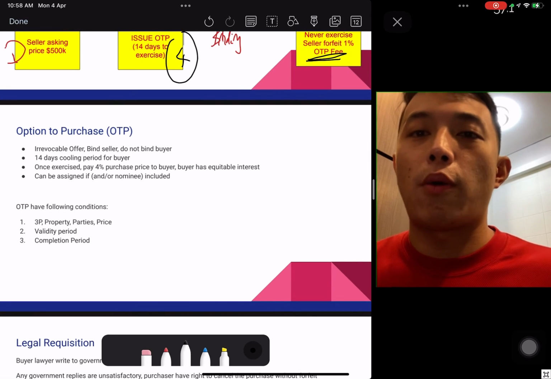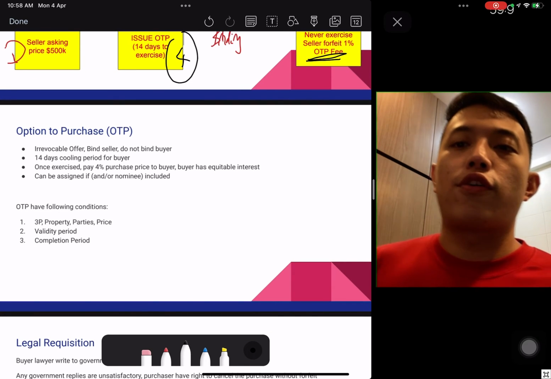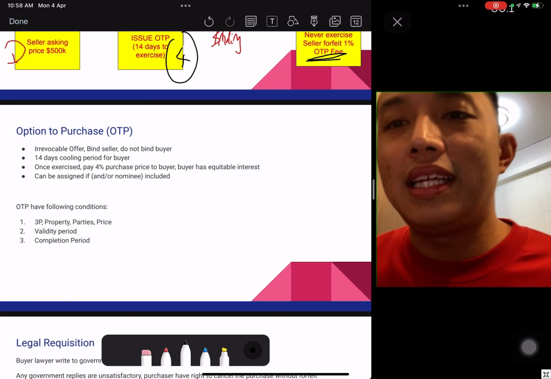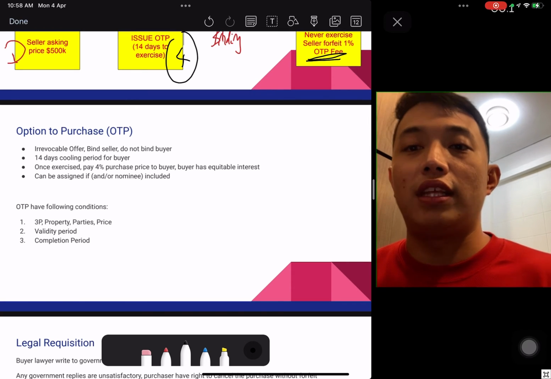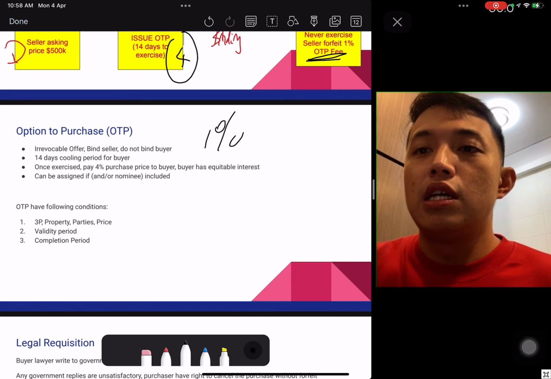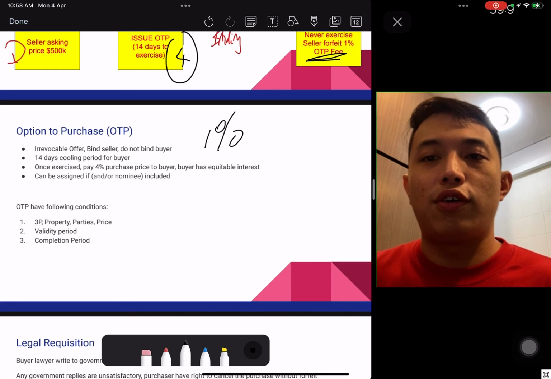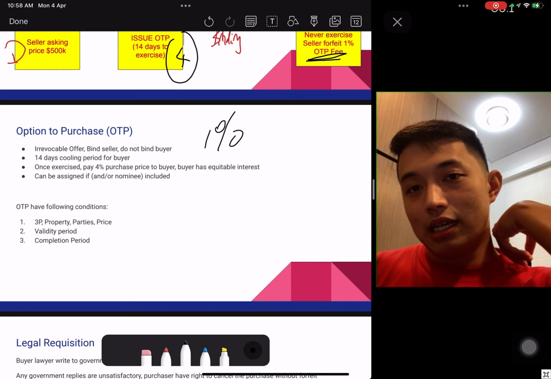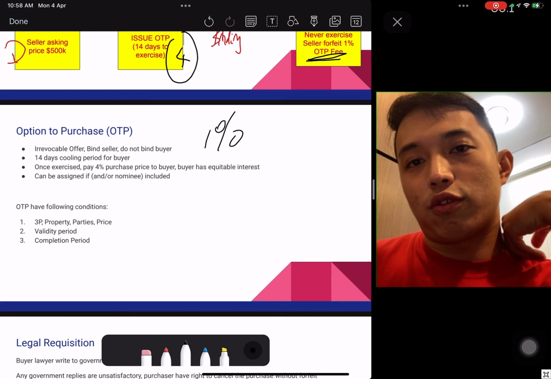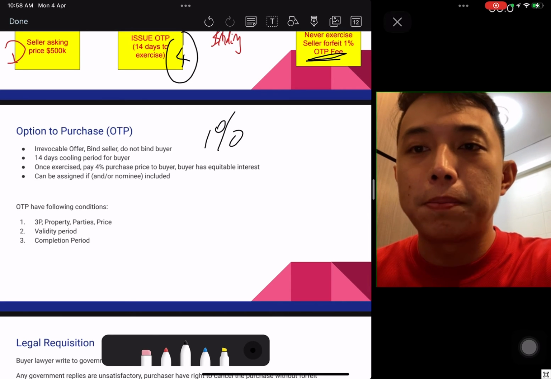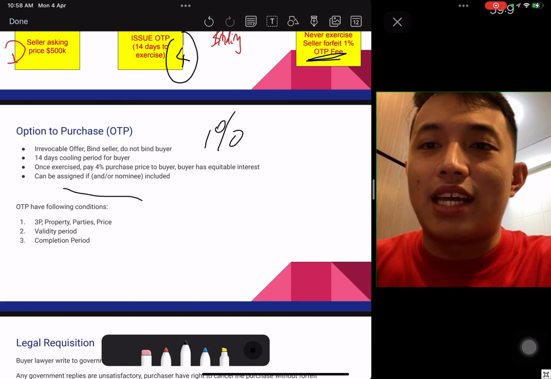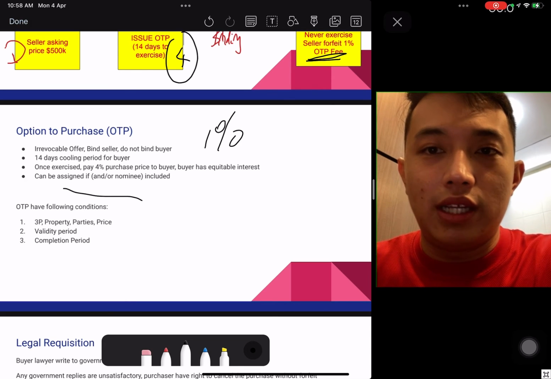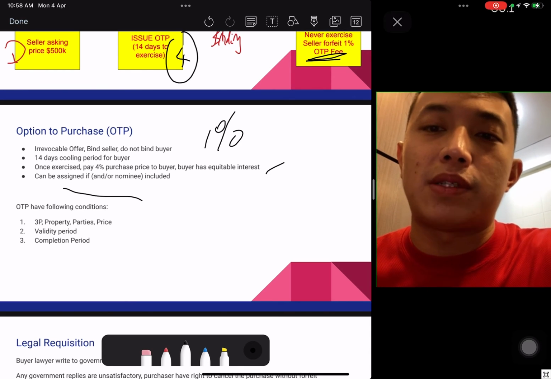So guys, we're going through one by one. OTP is actually an irrevocable offer binding the sellers, not the buyers. The buyers have 14 days with a risk of 1%. So the sellers cannot back out once they issue the OTP. It can be reassigned if a nominee is included. Once exercised, 4% must be paid.